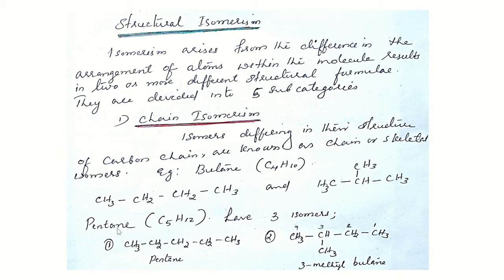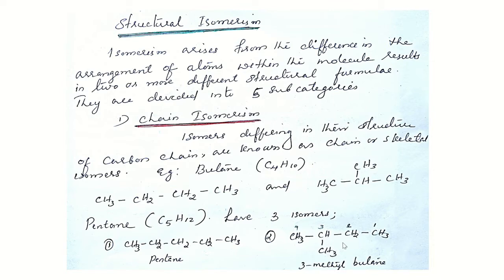Another example is pentane, C5H12. Pentane has 3 isomers. That means pentane can be arranged in 3 different styles. One is a long chain, CH3, CH2, CH2, CH2, CH3, right? So it's a long chain. Again, another one is a branched style, that is 1, 2, 3, 4, 5. Total 5 carbon atoms are here. But 1, 2, 3. In the third carbon, another methyl group is attached. So total 5 carbon. So how do we name it?